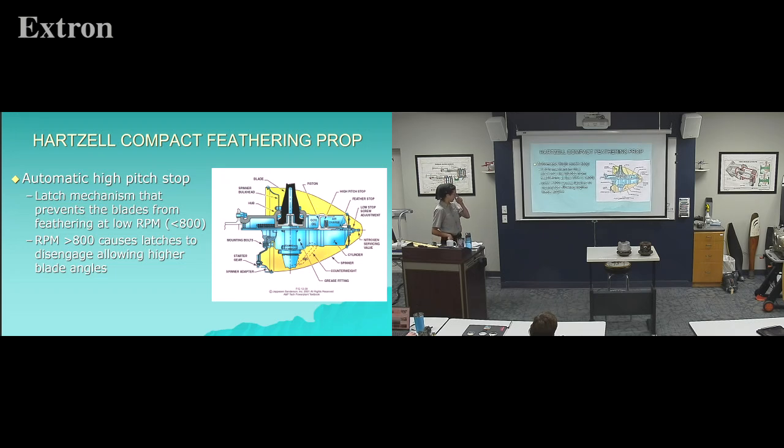And this is one that has the little latch mechanism that prevents it from going into feather at a low RPM, idle RPM when you're taxiing around on the ground. So this one, 800 RPM. If you're lower than that, it will engage the latch mechanism so it can't feather on the ground.